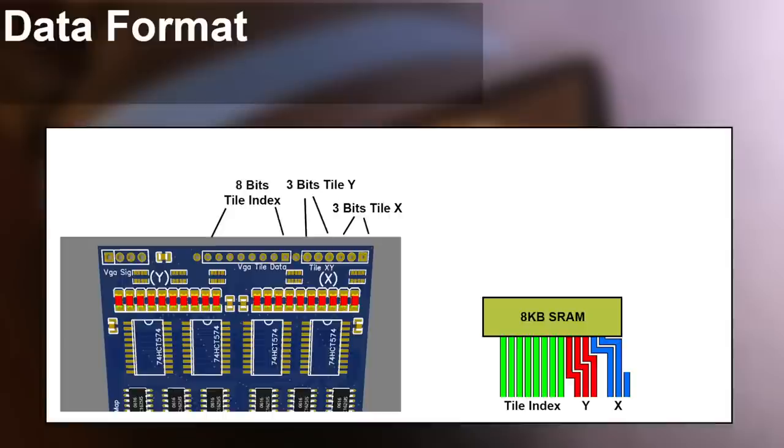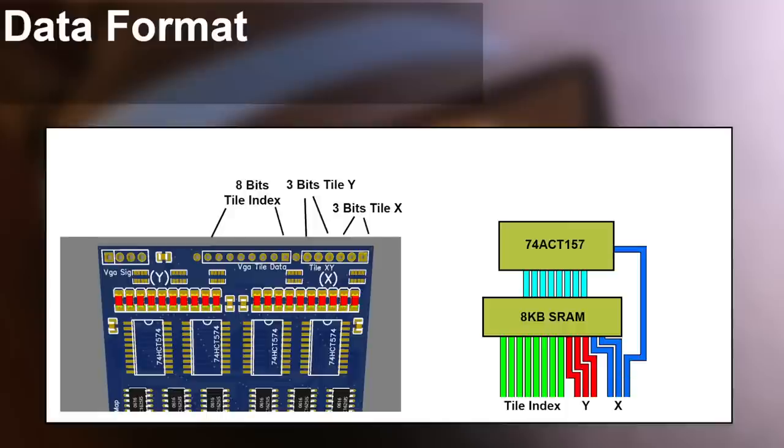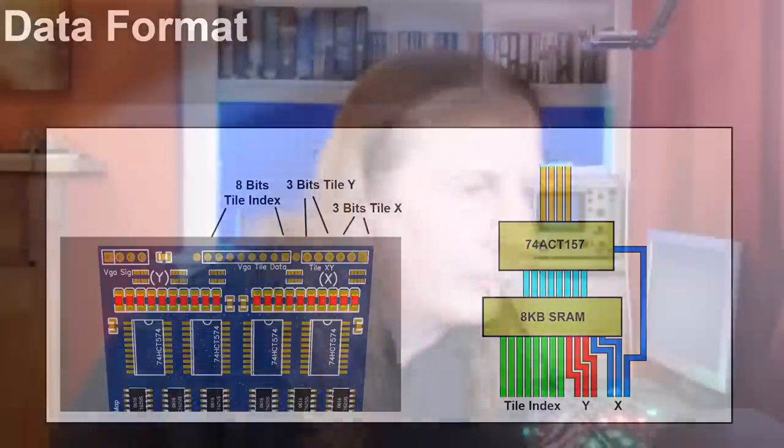Remember, each address location contains 8 bits of data, which is what we need for 2 separate pixels of our output. So we're going to drive the inputs of an ACT157, and that least significant bit on the X coordinate is going to be the select line that will switch between the lower 4 bits and the upper 4 bits in order to create our final 4 bits per pixel output.